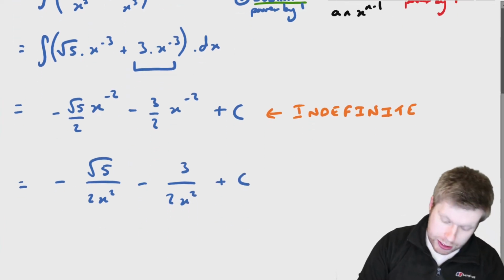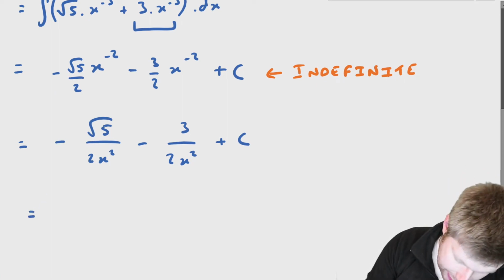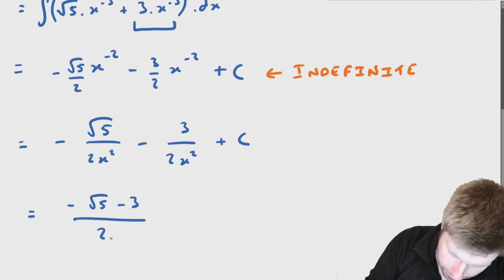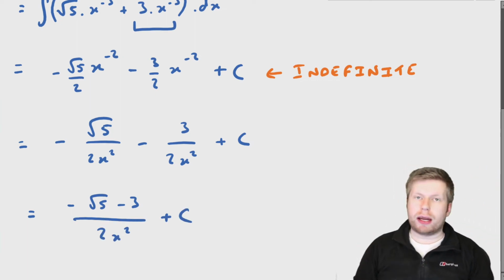c. And then you notice that both things are over 2x squared, so I should just be able to write this as negative root 5 minus 3 all divided by 2x squared plus c. Okay, and that would be how I would leave my final answer.